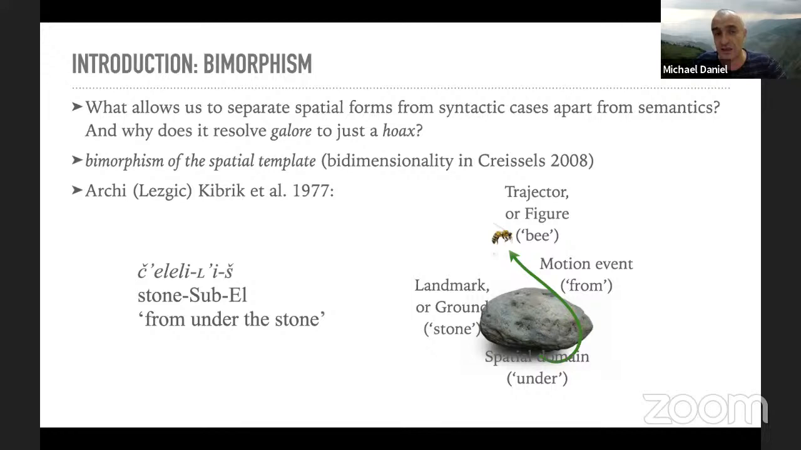So the internal structure of this word form maps perfectly morphologically, and there is an isomorphism between this morphological structure and the structure of the frame, except of course for the figure, or trajectory in other approaches, which is the bee, which should be expressed somewhere in the clause. So the bee flew from under the stone. The bee would be an argument or something else in the clause, while the rest of the spatial framework is expressed in the spatial form.